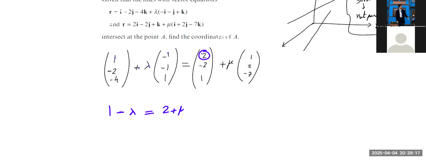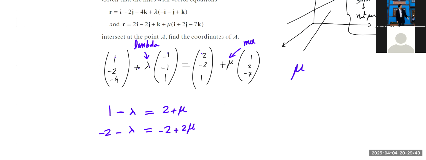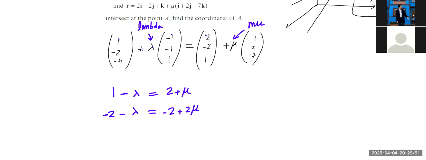So what's the second equation going to be according to you? -2 minus lambda, and then it's going to be -2 plus 2 mu. Yeah, that's mu. By the way, if you look closely, it looks like an M. I feel like that might be where the Latin M came from, but I don't know. So what's the last one going to be? -4 plus lambda equals 1 minus 7 mu.